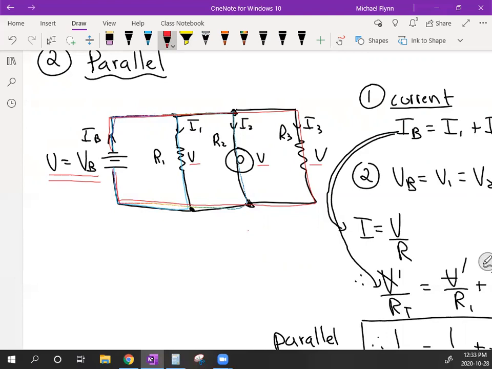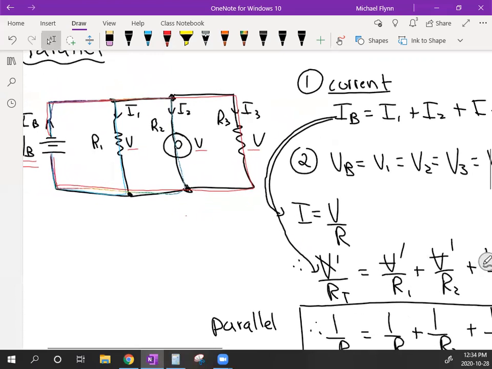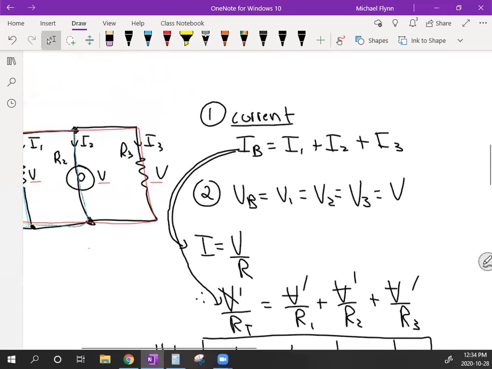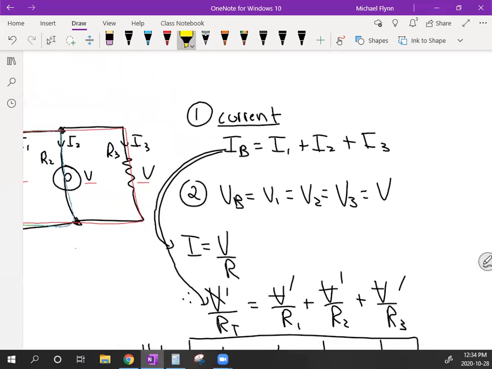The battery and each individual load would all have a voltage of 10 volts. The battery would be an increase of 10 and the resistor is a decrease of 10. So what do we know about the voltages? Well, I'm going to highlight it here. We know they're all the same. So we might as well just call them by one variable V for voltage.